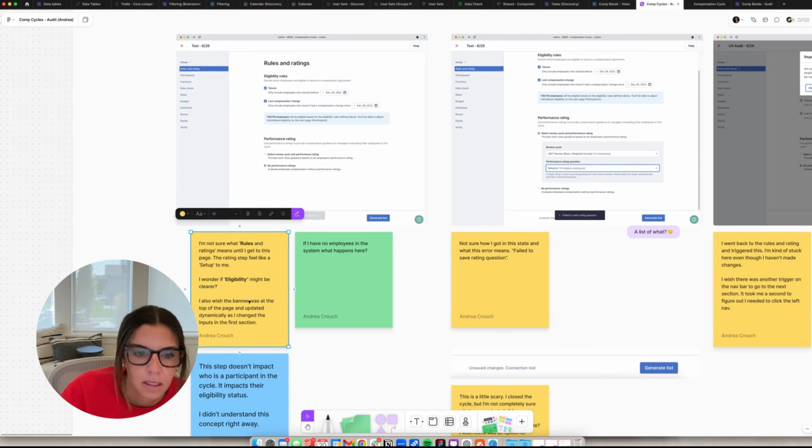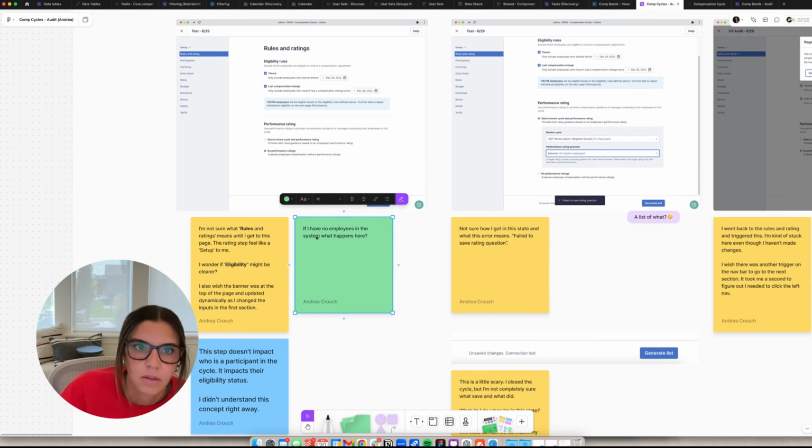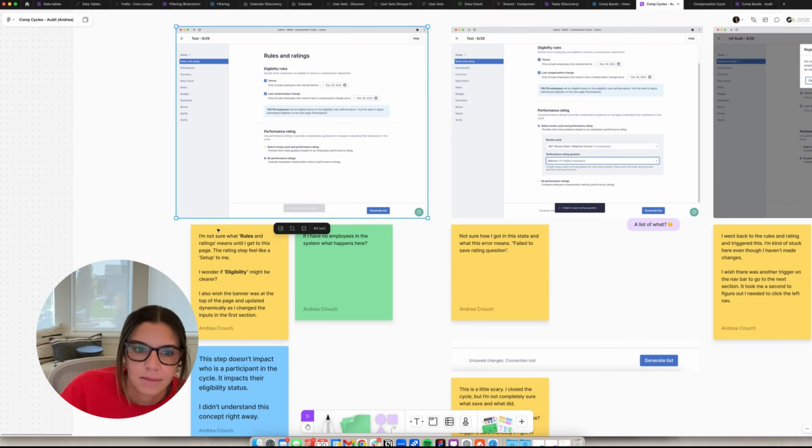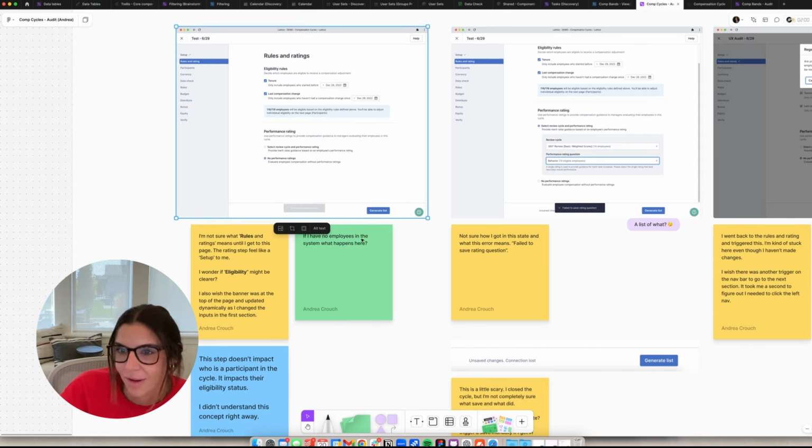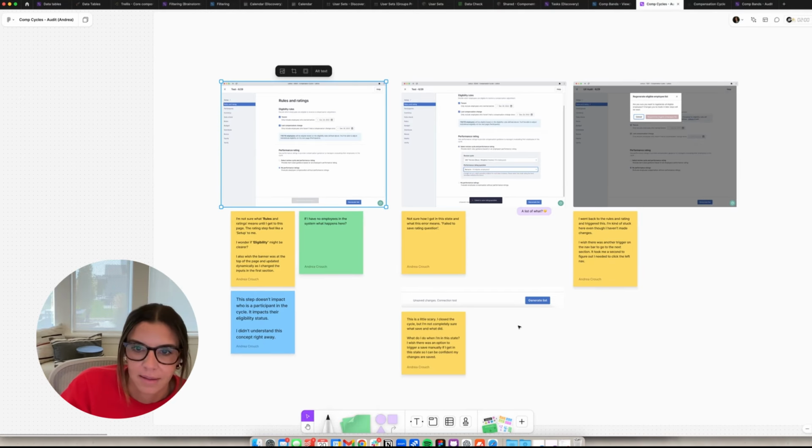And let's see here. Oh yeah, and then this little note. So to do a comp cycle, you're adding employees to the comp cycle. So I just had a question around, I'll ask questions. I'll throw sticky notes out with questions too. Like, if I don't have any employees, what happens here? What are we doing in those states? Are we even considering that? Should we be?